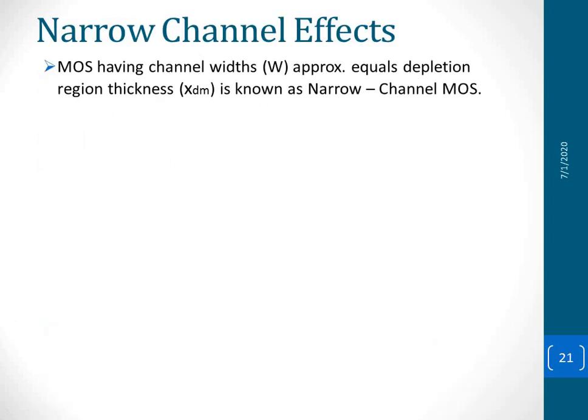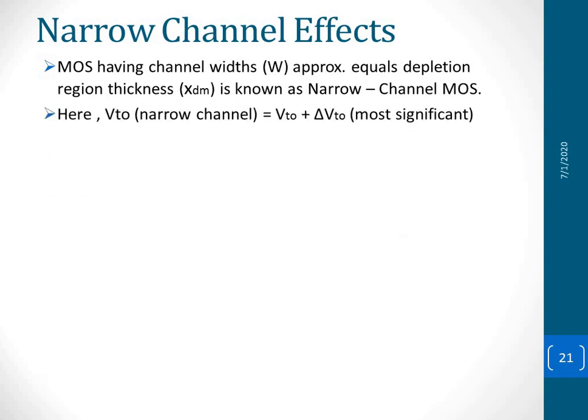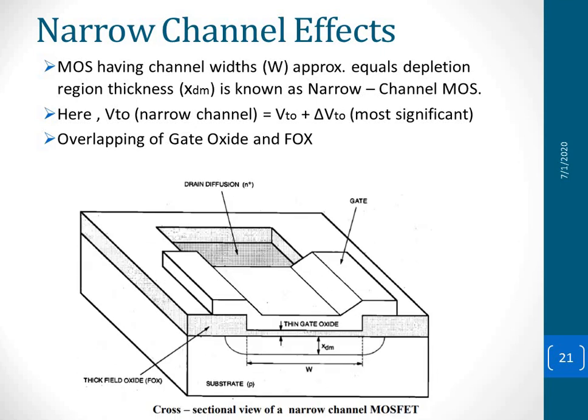There are some other effects which are called narrow channel effects. So the MOSFETs having channel width W approximately equal to depletion region thickness are known as narrow channel MOSFETs. Here VTO of the narrow channel is VTO plus delta VTO, which is most significant, and the overlapping of gate oxide and FOX will happen. So you can see the cross sectional view of a narrow channel.